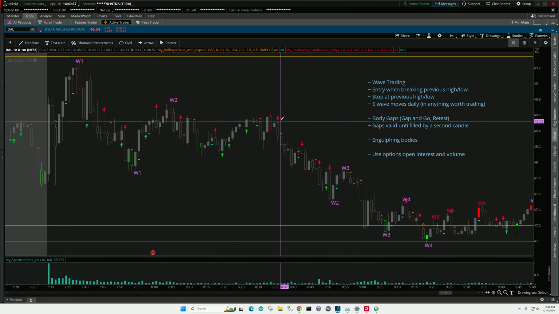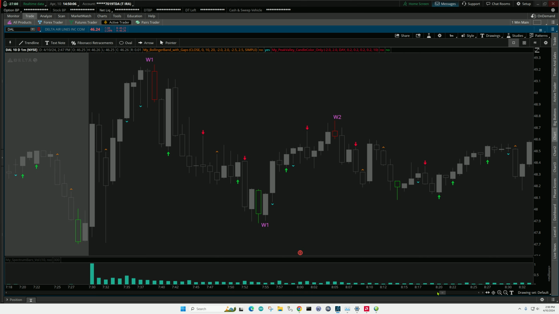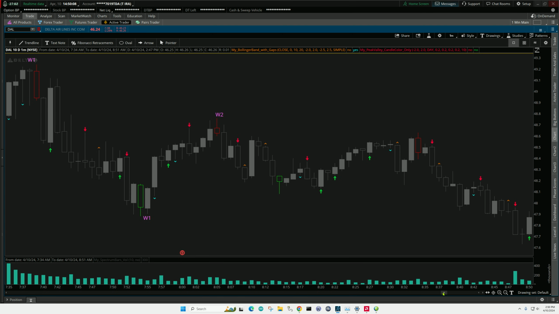Engulfing bodies. One of my indicators is just a custom indicator, it prints an arrow whenever the body of the candle engulfs the previous candle. So here you can see that this candle body opens here. It's about 1 or 2 cents above this previous candle, closes below it. So this candle body engulfs this entire candle body. I don't care about wicks. I don't care about tails. All I care about is bodies.